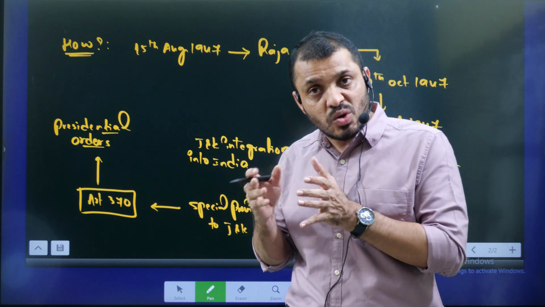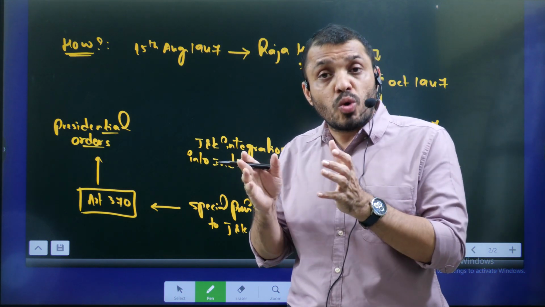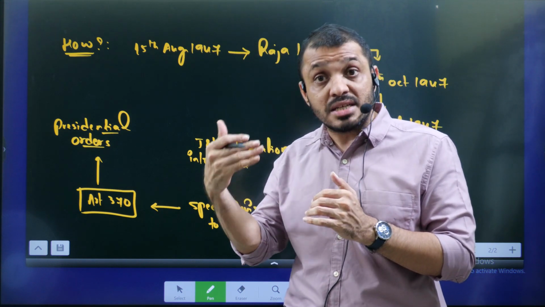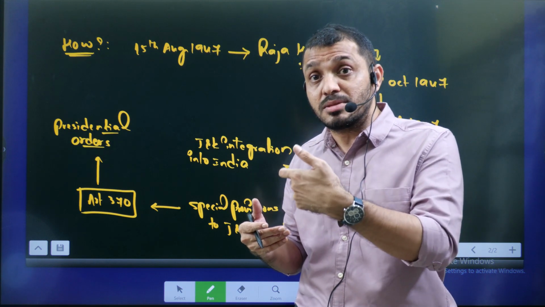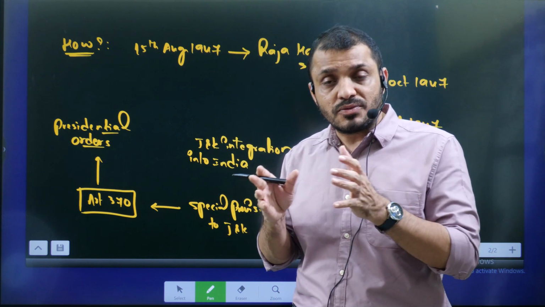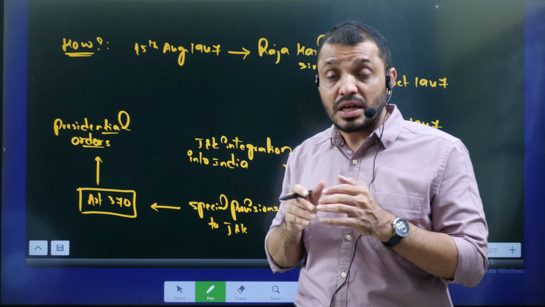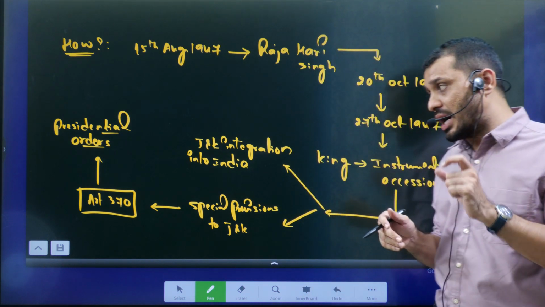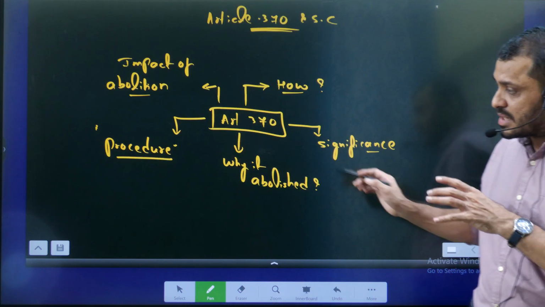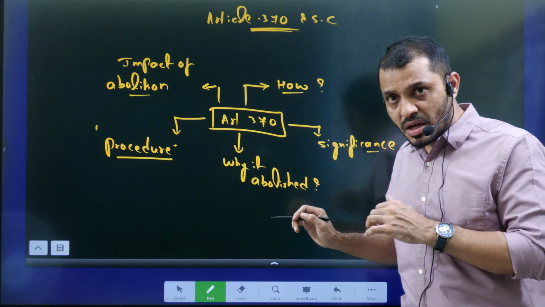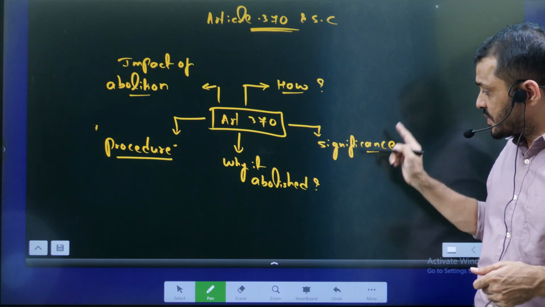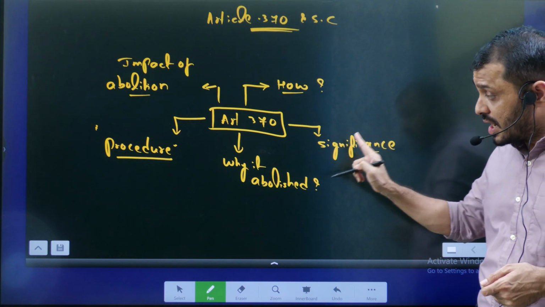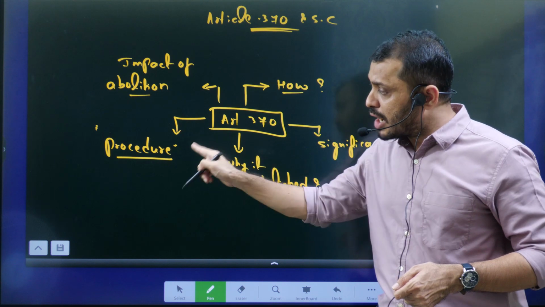Even local governments were not applied in Jammu Kashmir. Outsiders could not buy property in Jammu Kashmir, and because of that, private investment in Jammu Kashmir decreased. Because of all these disadvantages, the government of India decided to abolish Article 370. That is the reason why it was abolished. Now you have an answer regarding how it got into the constitution, the significance of Article 370, and why it was abolished. Now we have to know the procedure.